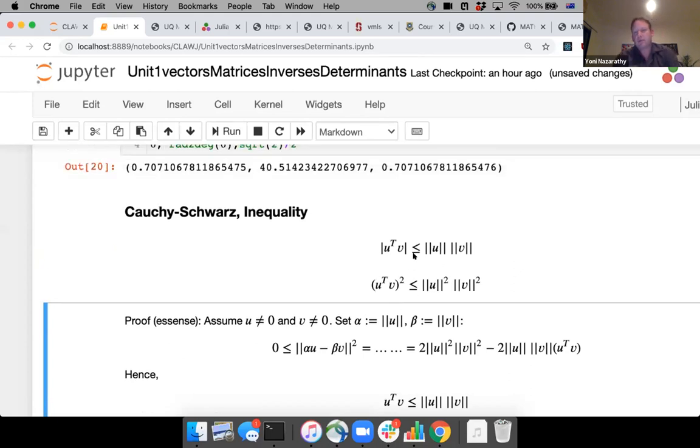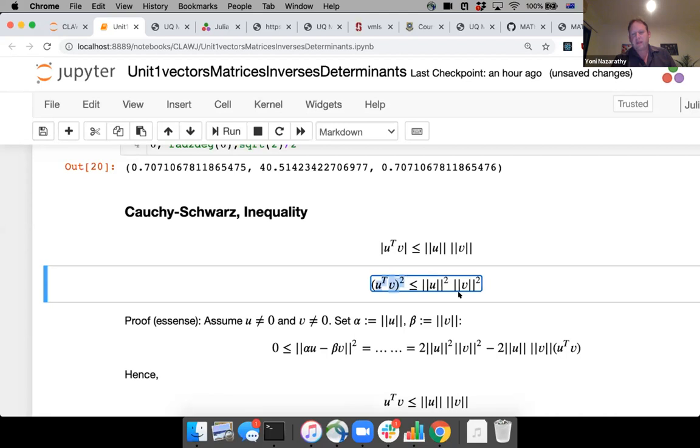Okay, this is the same Cauchy-Schwarz. If I take the square root of the second one, I get the first one. Squaring and square root. We don't need to worry about the sign because the norm is a non-negative entry anyway. And if we take the square root of this, we've converted that to an absolute value.